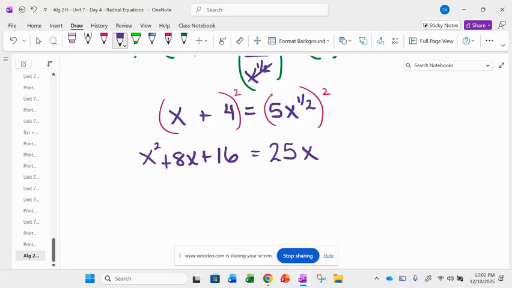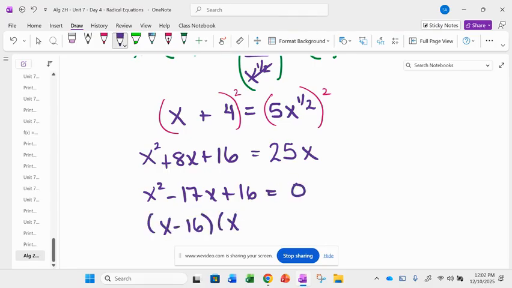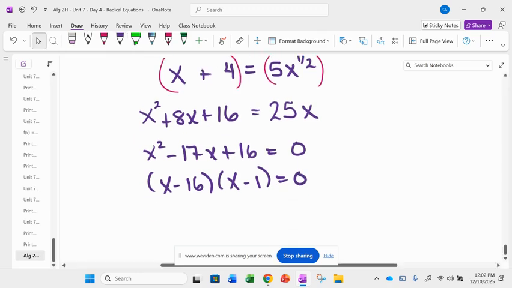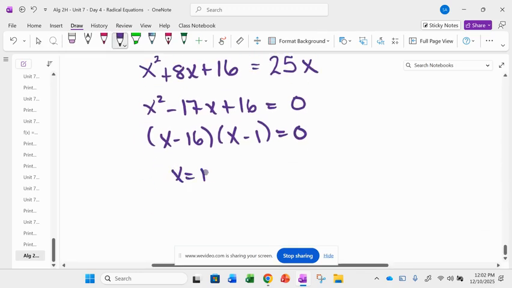Do we all agree I'm going to have to factor? So move that 25x over. x squared minus 17x plus 16 equals 0. And we get x minus 16, x minus 1. And we get x equals 16 or 1, and they both check.